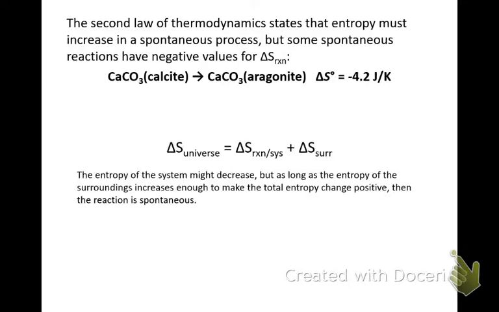So remember, the second law says that delta S of the universe has to increase. And so even if delta S of the system goes down, it must mean that somehow the entropy of the surroundings is increasing enough to offset that. So the entropy of the system might decrease, but as long as the entropy of the surroundings increases enough to make the total entropy change positive, then the reaction is spontaneous. How do we know when delta S of the surroundings is going to be positive? We'll talk about that later. But the key here is, remember, it needs to be both the system and the surroundings.